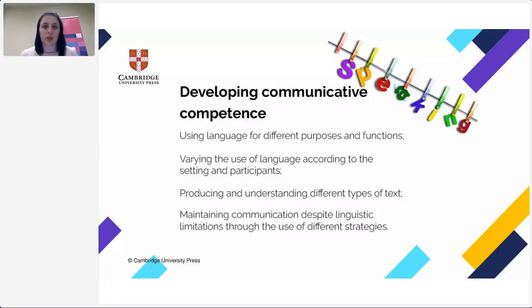It's one point. Another one, varying the use of language according to the settings and participants. Yeah, it depends on the level of our students, the situation that we are in now, and so on. We will have one activity a little bit later, and you will see how to vary the use of language. Yeah. Then producing and understanding different types of text.